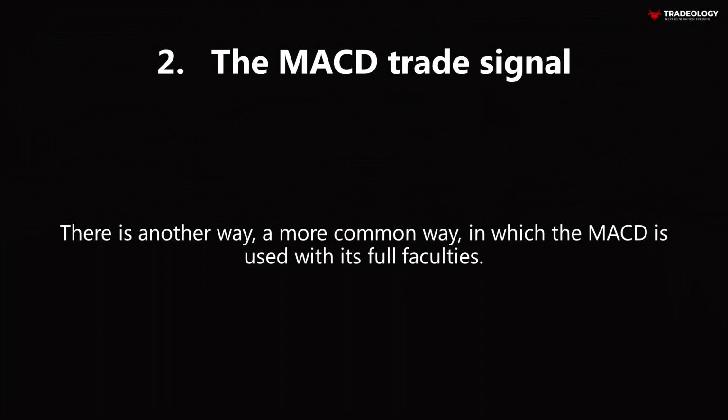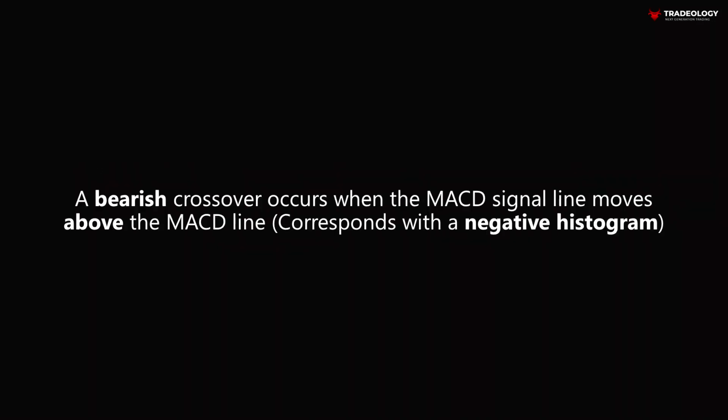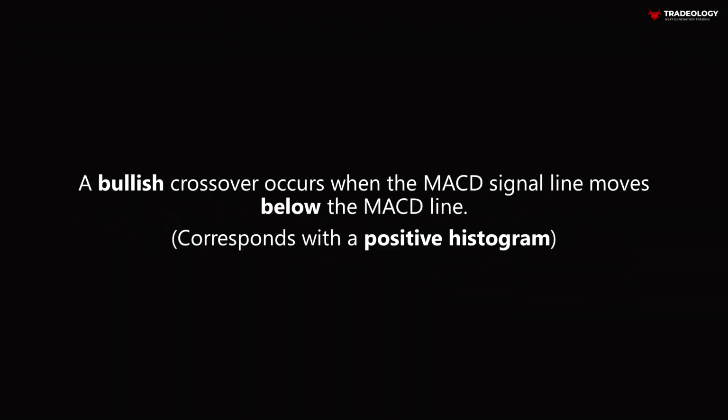Let's have a look at the MACD trade signal. There is another way, a more common way, in which the MACD is used with its full faculties. The MACD signal line, sometimes also known as the trigger line, is used to signal the start of a new trend or a trend reversal. There are two kinds of MACD signal line and MACD line crossover that you are looking for with this technique. A bearish crossover occurs when the MACD signal line moves above the MACD line, which corresponds with a negative histogram. A bullish crossover occurs when the MACD signal line moves below the MACD line. This corresponds with a positive histogram.